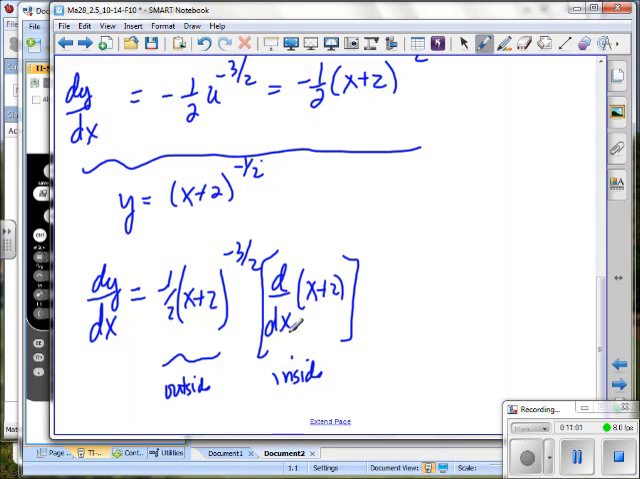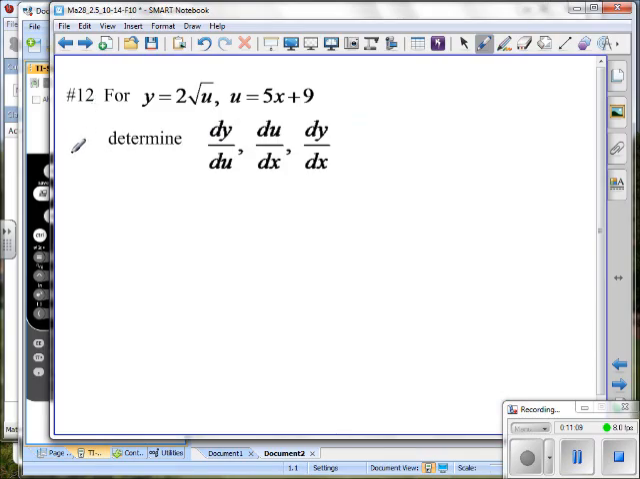Okay, now this is what we call the chain rule, and we just need to kind of work our way through it, and I'm not necessarily going directly as the book has it, so if you read the book, that's just going to reinforce and bring more understanding to you if you're needing that. But let's take a look at this. I'm given y equals 2 the square root of u, and I'm given u equals 5x plus 9.